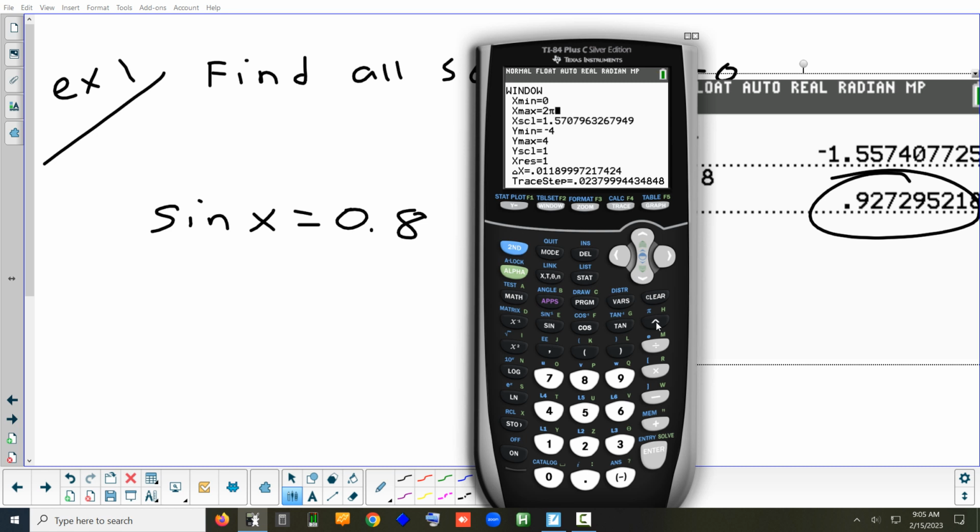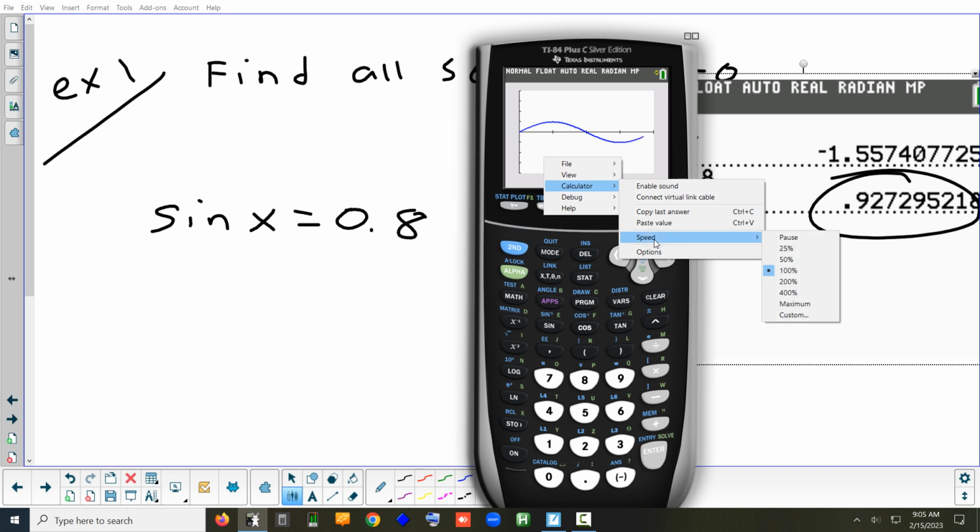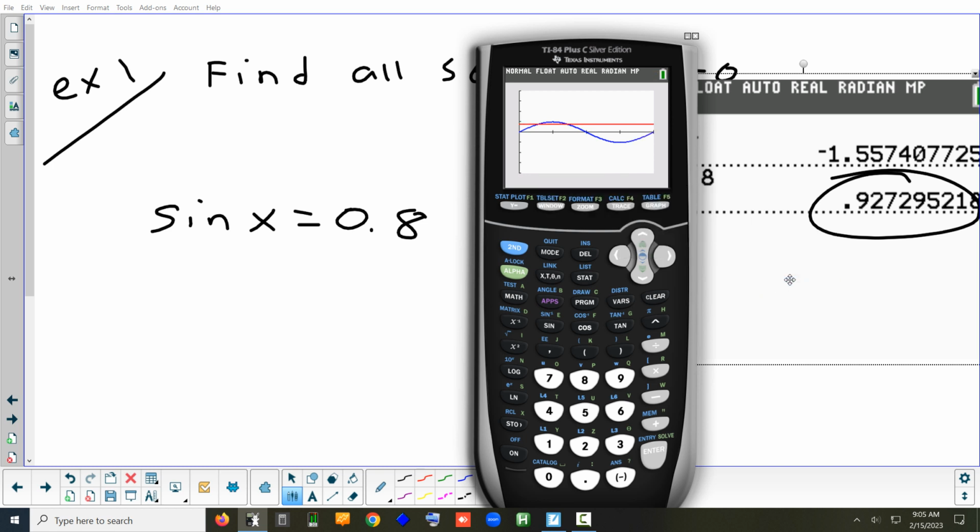And when you graph sine, what's the highest and lowest that it goes? Yep, negative 1 to 1, so -4 to 4 is fine. I mean, I wouldn't do like -50 to 50. That's going to be too big. But -4 to 4 is fine. Okay, let's hit graph. Okay, there's my sine function. There's my line at 0.8.